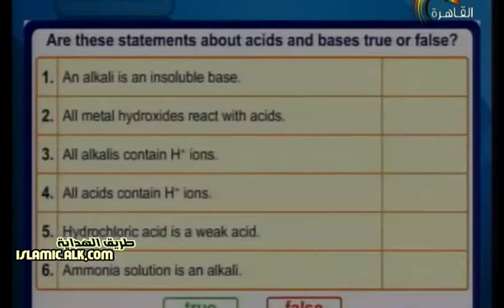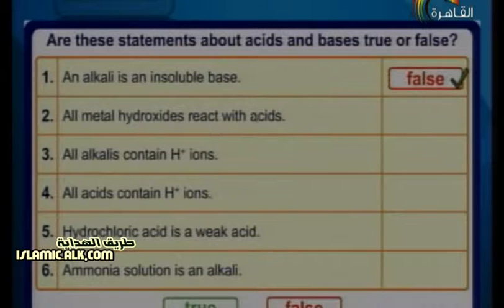Another one, we have these statements about acids and bases, true or false. Alkali is an insoluble base. It's false. Why? Because most bases, or alkalis especially, are very strong, and they dissolve in water very easily.